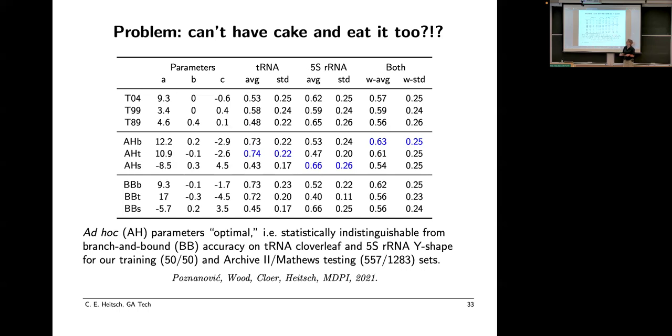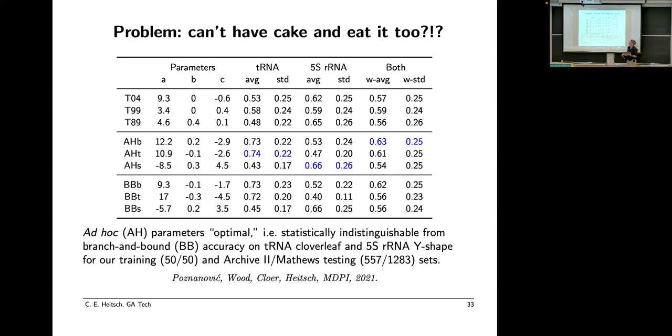What we observed was that when we trained on the tRNA data, the tRNA prediction improved a lot over the standard predictions, but the 5S did not. If we trained on 5S, then the 5S predictions improved over the standard ones, but the tRNA did not. And when we trained on both of them, it improved over the standard ones, but not as much as if we had trained on the two families individually.